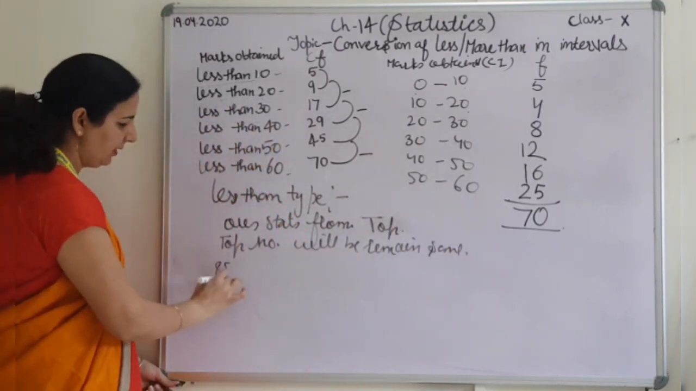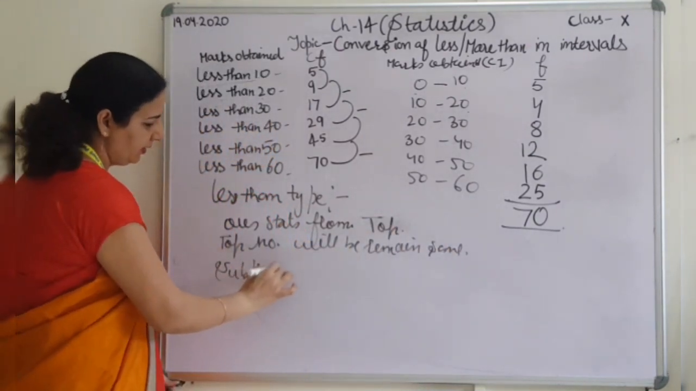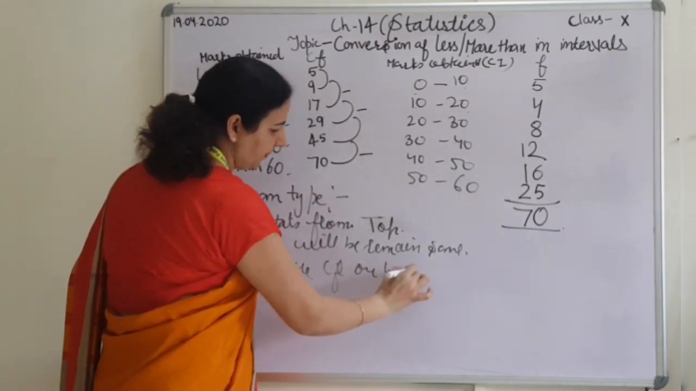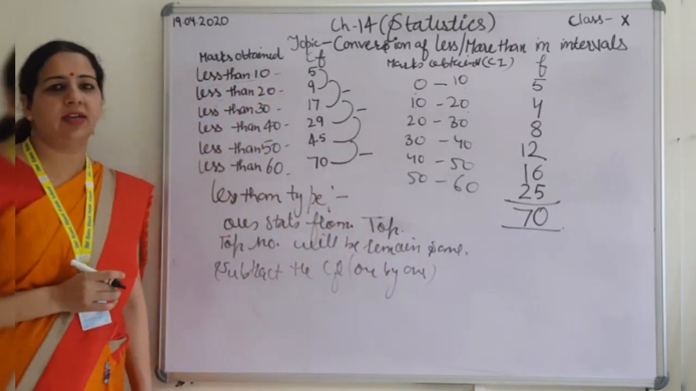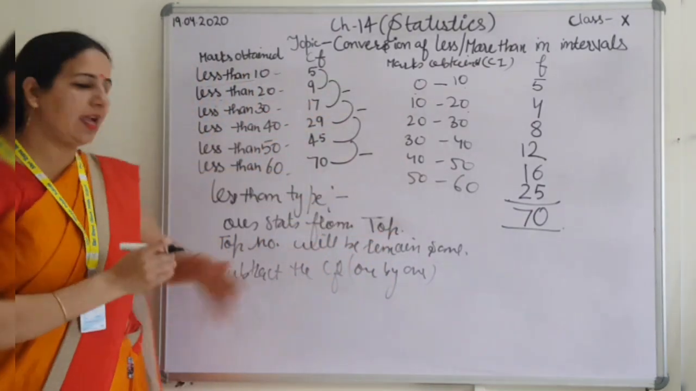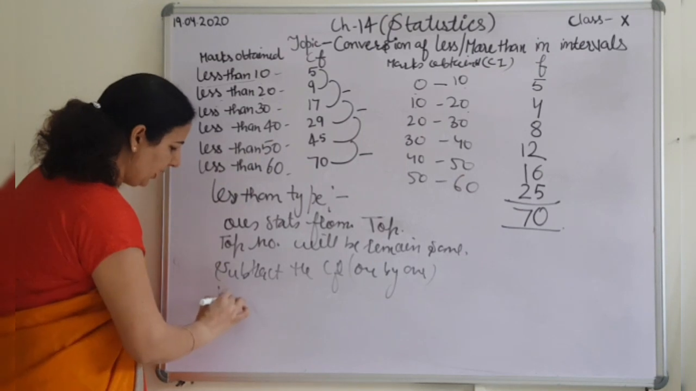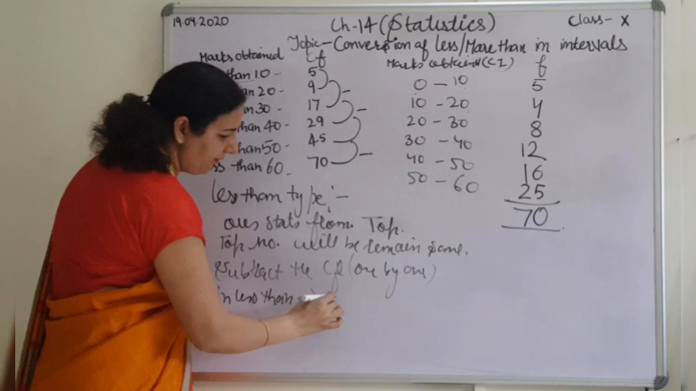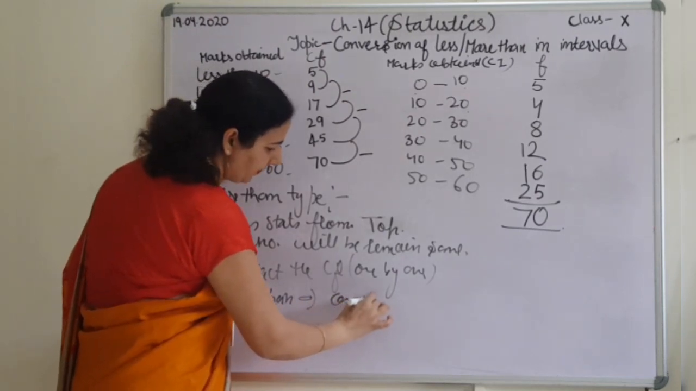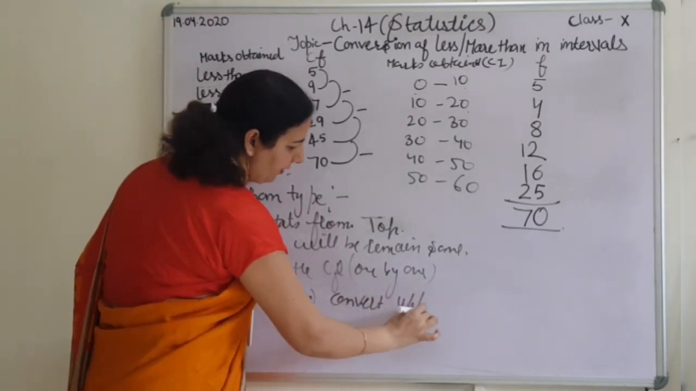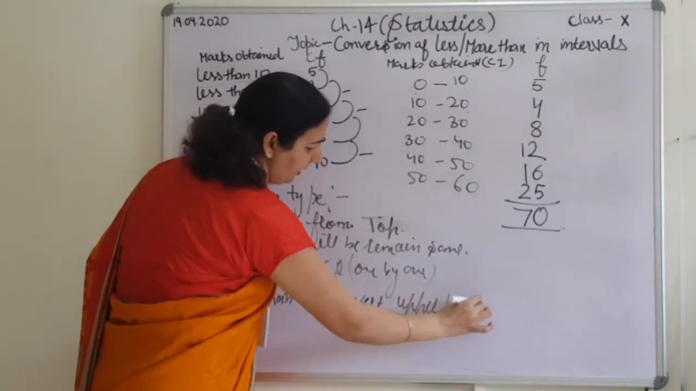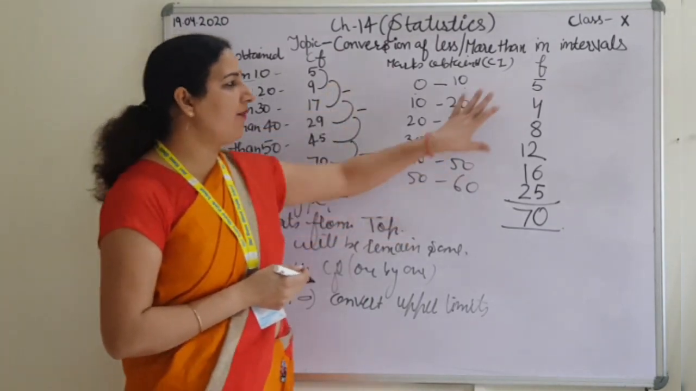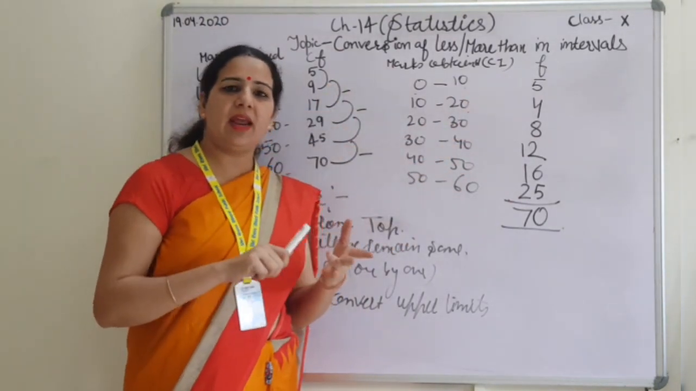After that, subtract the CF one by one. Then you can easily convert this. And the last one is the less than question. They will convert as upper limits. Fine class. After getting this interval, everyone can solve mean, median and mode.